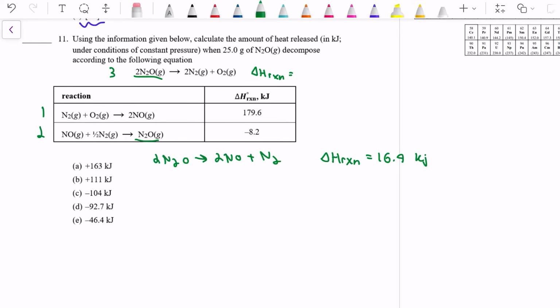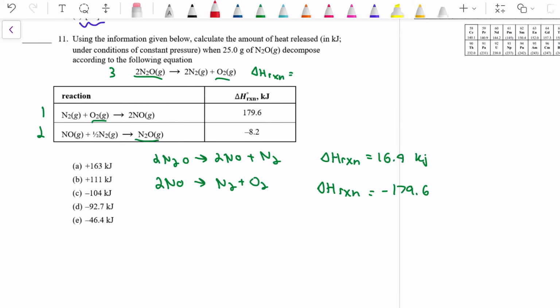Okay, and then let's see. Now we can do the same thing for equation 1. I notice that there is an O2 on the product side, and that only shows up in equation 1. So we want it on the product side, so let's just flip it. Let's take equation 1 and flip it. 2NO are turning into N2 and O2. And then we've got to do the same operation to our delta H, negative 179.6.